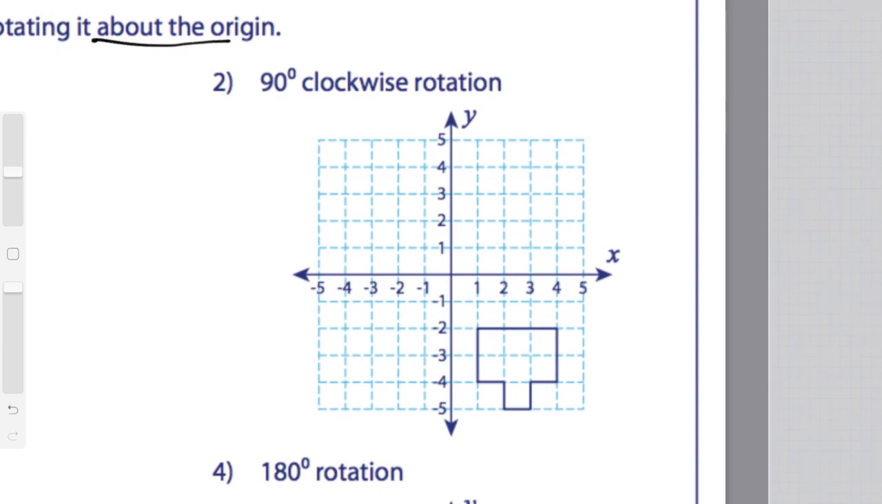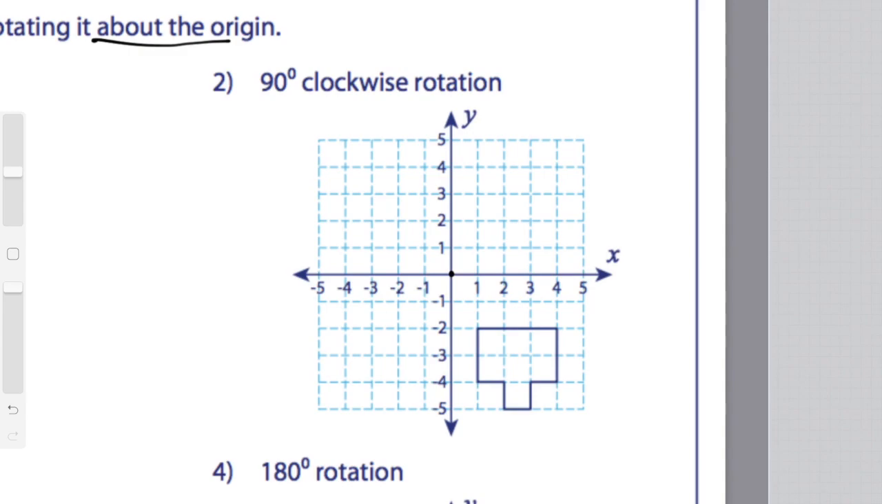Now remember, about the origin means we're rotating around the middle point. The middle point is the origin, and it just means we're rotating it around the origin. That just means that every point should be the same distance away from the origin. So, this is how I like to do it. I find it the easiest way.